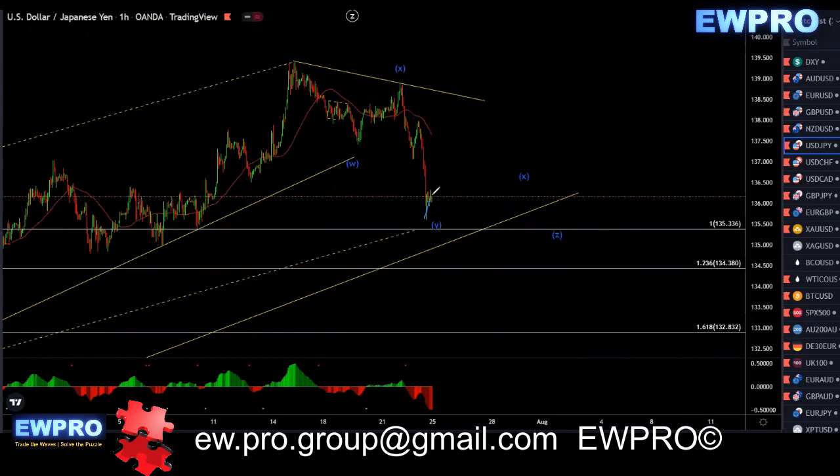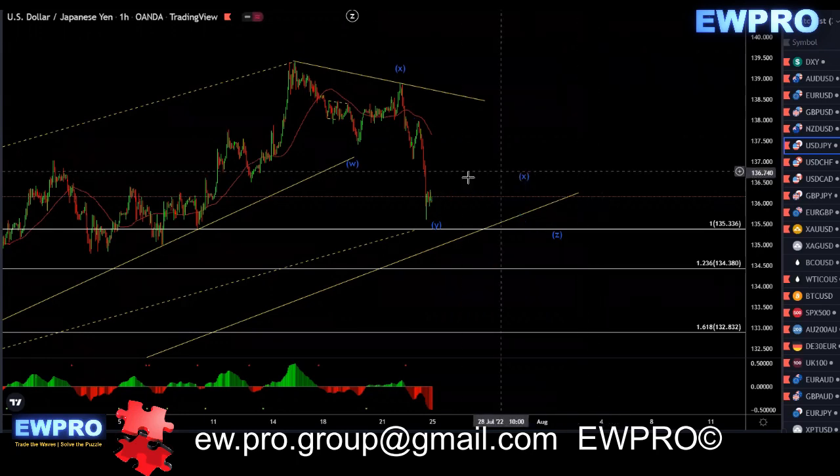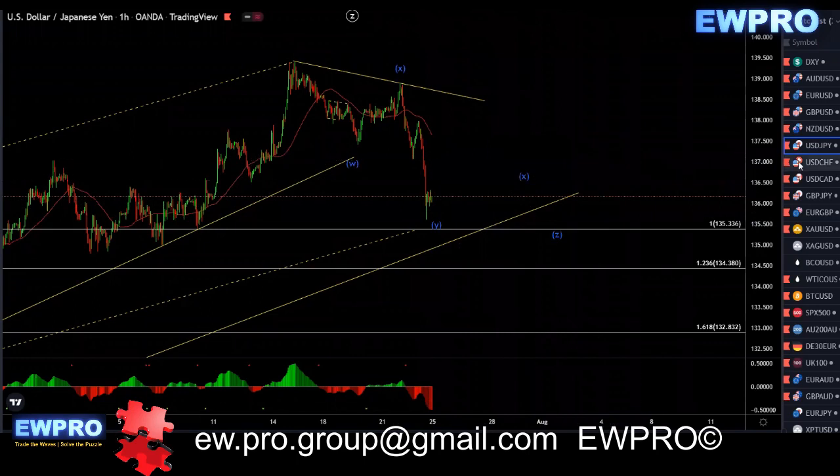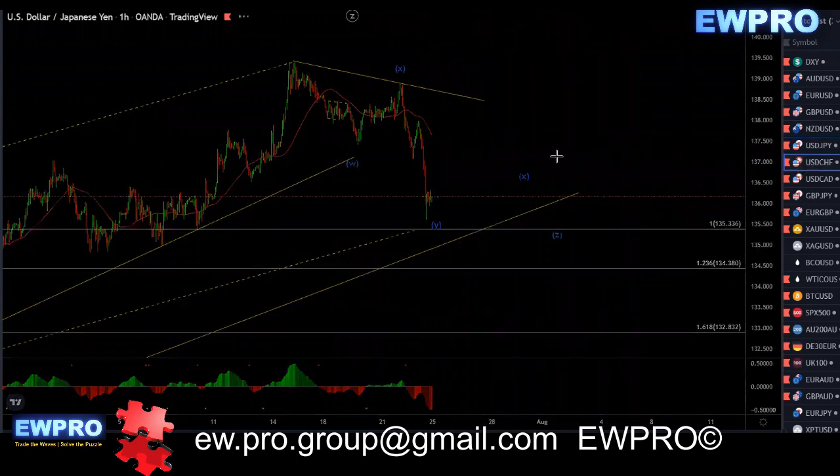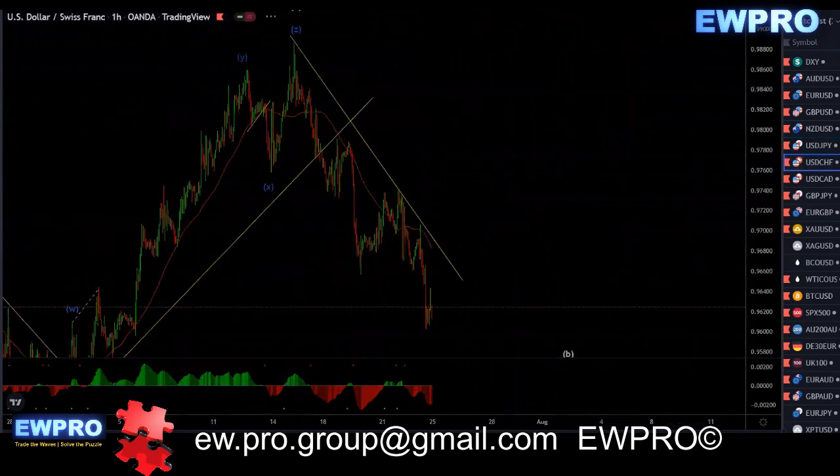So if you get a correction in X2, you can look for that Z down, and you'll be targeting the 123.6 and the 161.8. It's too early to draw that because we haven't got this X2 yet. So you can't draw the targets until you get the correction. Moving on to the Swissy.